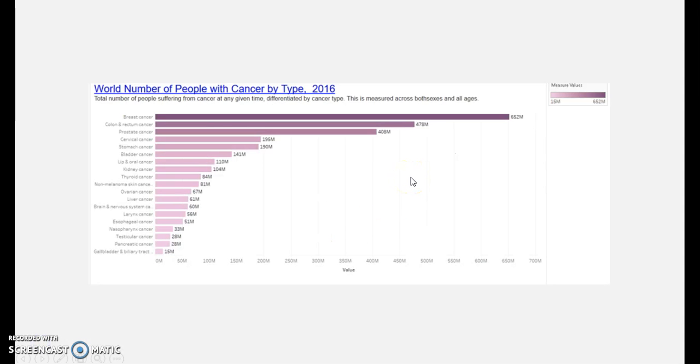Here we have the world number of people with cancer by the cancer type. Breast cancer is leading with 652 million. And colon and rectum cancers follow, and then prostate, and then cervical cancer. But what's interesting is the gap between colon and rectum cancer and breast cancer. There's a big gap there. And then there's another big gap between cervical cancer and prostate cancer.